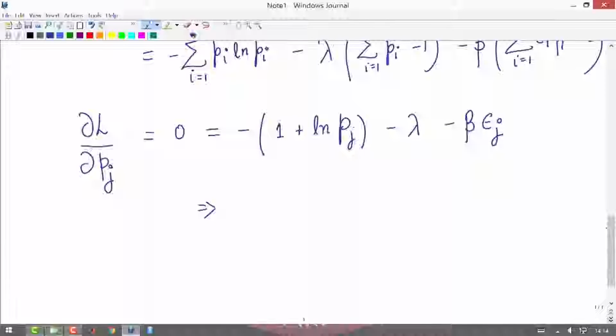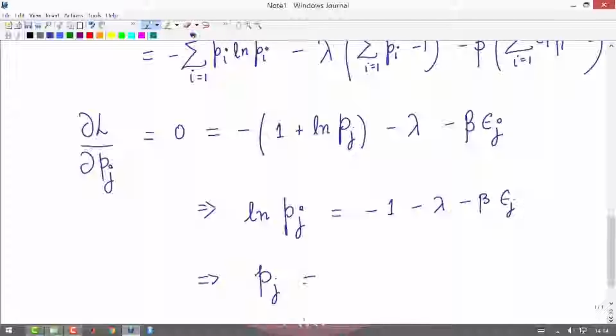So, there is a 0 here. What you will do is you can write down logarithm of P of j as minus 1 minus lambda minus beta times E of j, and this will simply give you P of j as e raised to minus 1 minus lambda into e raised to minus beta E of j.